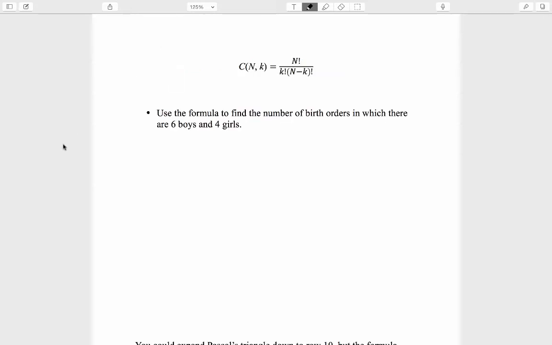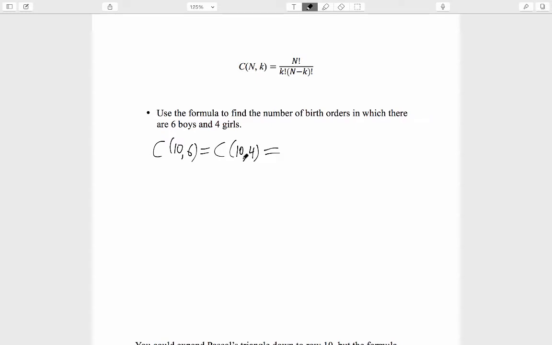Let's use the formula to find the number of birth orders in which there are 6 boys and 4 girls. Now this is not 6 choose 4, but rather 10 choose 6, because we are looking at families with 10 children and asking about 6 of them being boys. We could just as easily ask for 10 choose 4. We are guaranteed to get the same number because of the symmetry within row 10 of Pascal's triangle.